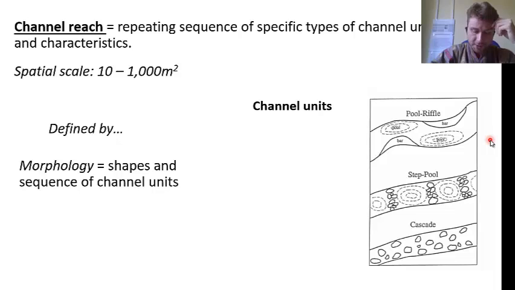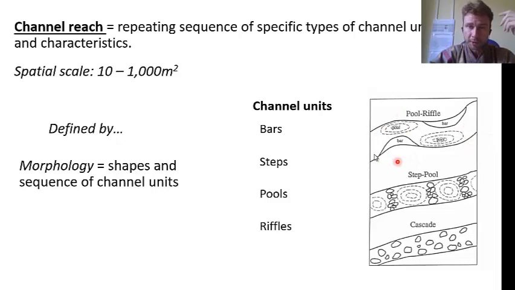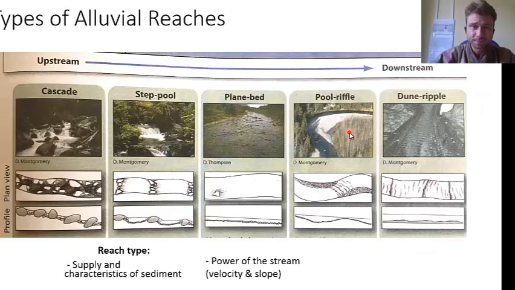So some of these units might be specific bars, steps, pools, and riffles that you can observe within the water. So we look for channel units, these small observable features, and we look for the sequence of these channel units to describe what type of channel reach we are observing. And we can differentiate and classify channel reaches based upon what units are present.